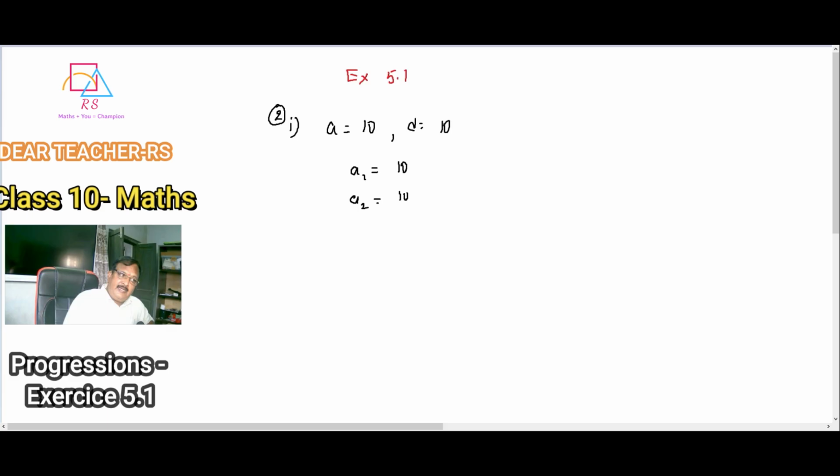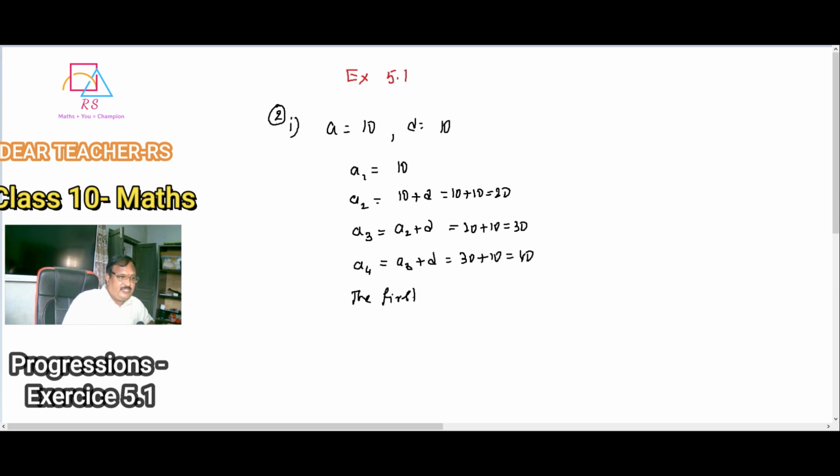A2, how will you get it? 10 plus the common difference, so that means 10 plus 10, which is 20. Then A3, how will you get it? A2 plus D, so that means 20 plus 10, which is equal to 30. A3 plus D, so A4 is 30 plus 10, which is equal to 40. So the first 4 terms are 10, 20, 30 and 40.